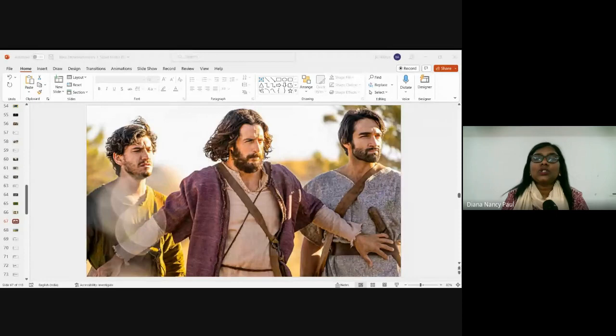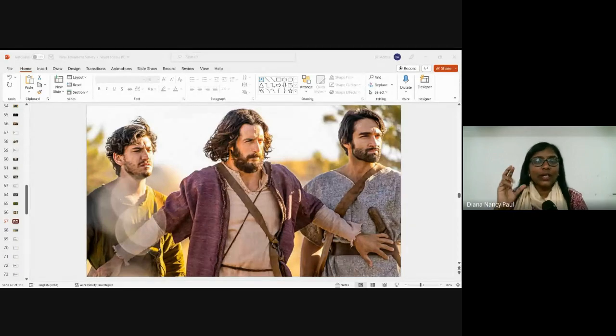We also see that John became part of Jesus' inner circle of the three: James, John, and Peter. So what are the instances in the scripture that show that these three were always with Jesus? Yes, one is at the transfiguration. At the Garden of Gethsemane. One more place. When he raised Jairus' daughter.